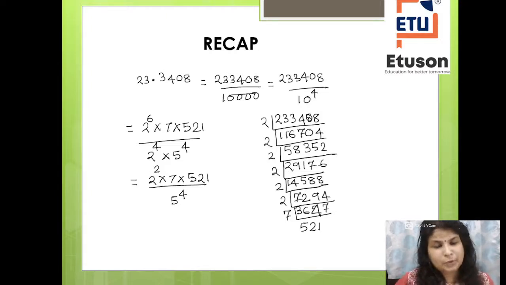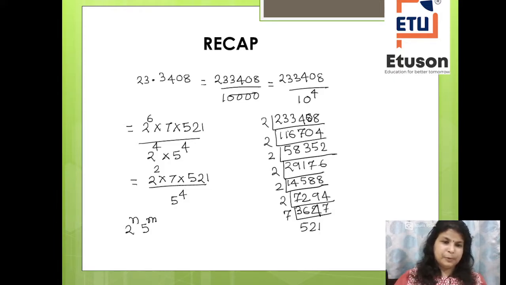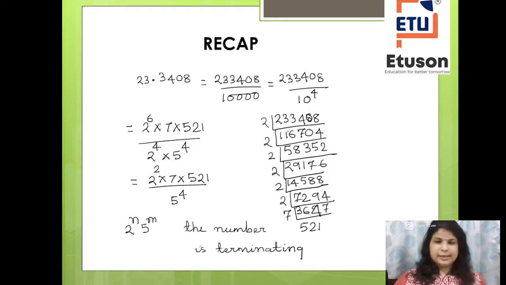Correct or not? So now what you have to observe is whether the denominator is of the form 2 to the power n into 5 to the power m or not. So that is 5 to the power 4. So the number is terminating. So it's a rational number with a terminating decimal expansion.